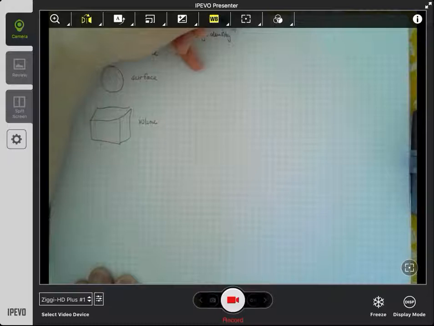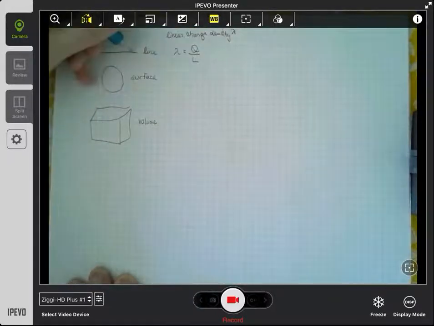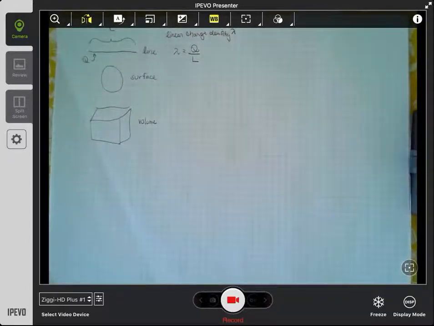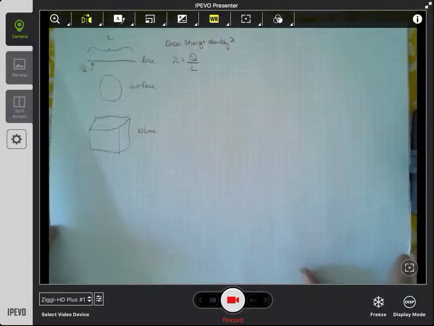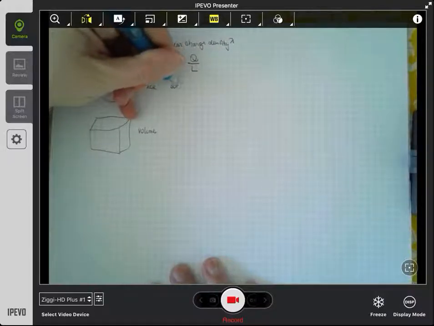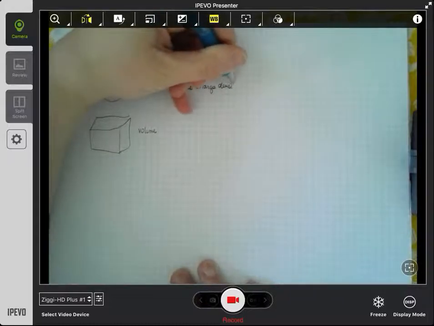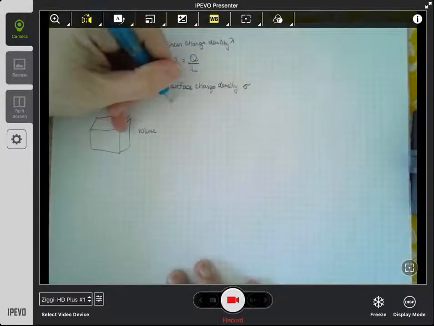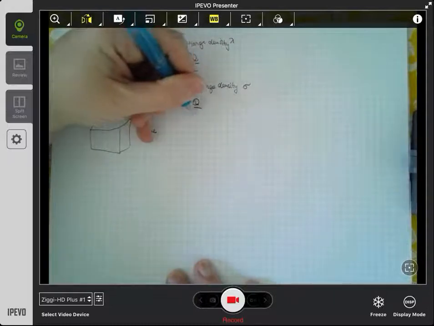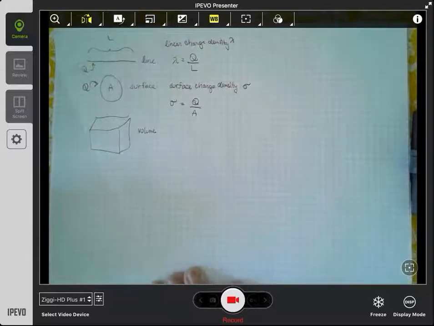Basically lambda is just the total charge on the object divided by the length of the object. So L, there's some Q on it, and lambda is charge per unit length. So whenever we're talking about a one-dimensional object, we'll talk about lambda. Surface, we've got sigma, where that's our surface charge density. So sigma is equal to the amount of charge we have divided by the area of the object. So this is its area, and Q is sitting on there. So our surface charge density.